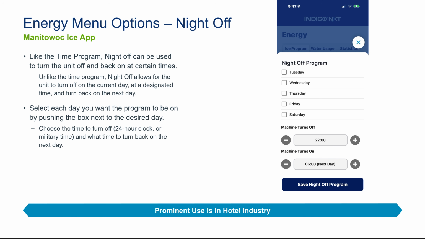So we want this machine to be off from 2200 military time until 6 o'clock in the morning the next day, so 0600. And we can choose each day that we want this to go on. Maybe we don't have any need to have no noise on Tuesday, Wednesday, Thursday, and Friday. So Saturday and Sunday is all we choose. Whatever days you choose, save that night off program.